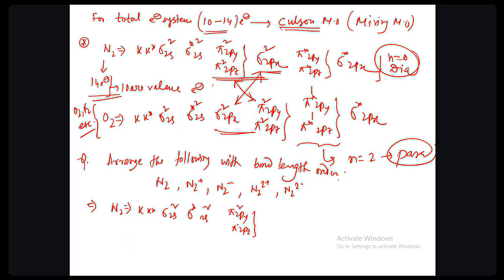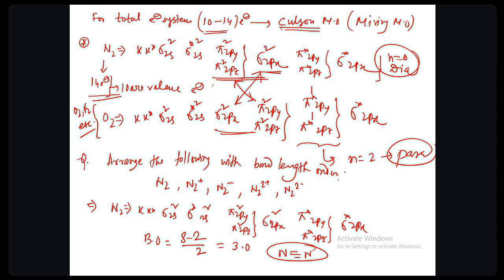Just follow my teaching because I am going very fast. Pi star 2py, pi star 2pz, and then sigma star 2px. Okay. So now bond order is bonding minus anti-bonding, 2, 4, 6, 8 minus 2, by 2, that is equal to 3.0. So N triple bond N.